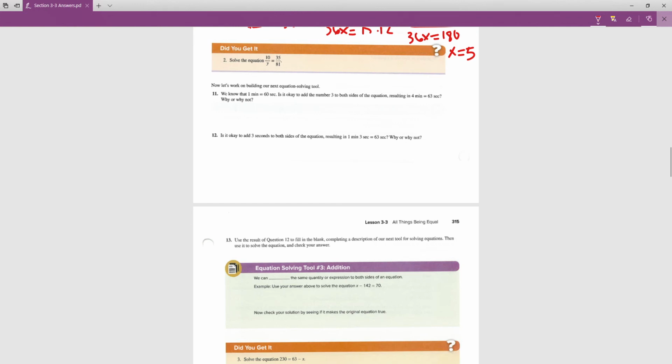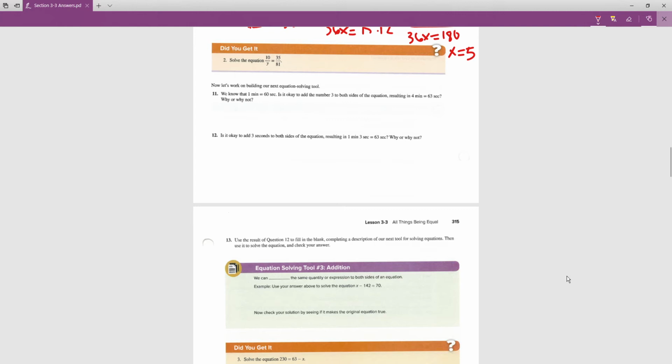Okay, now that we've done multiplying and dividing as tools for solving equations, we can also see how adding and subtracting work as tools for solving equations. So we already talked about question 11 here on page 314. We talked about how 1 minute is equal to 60 seconds.